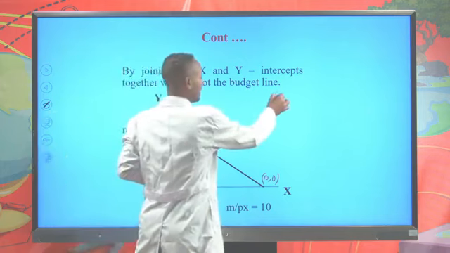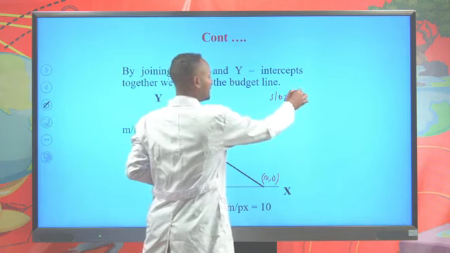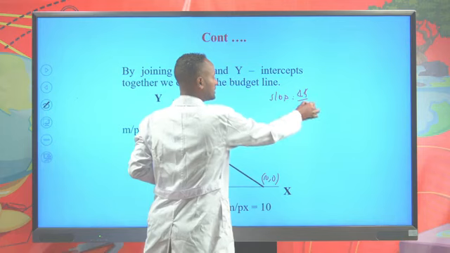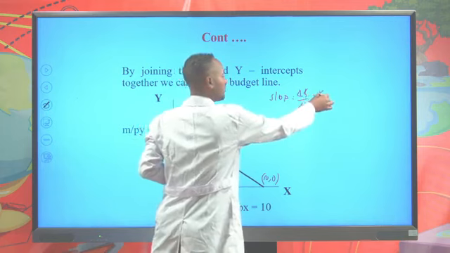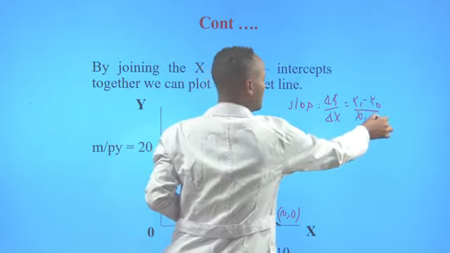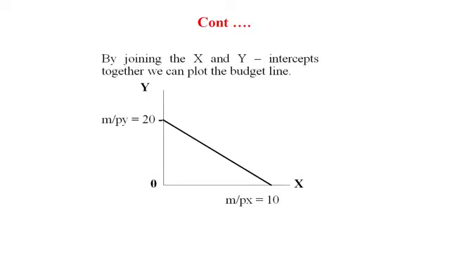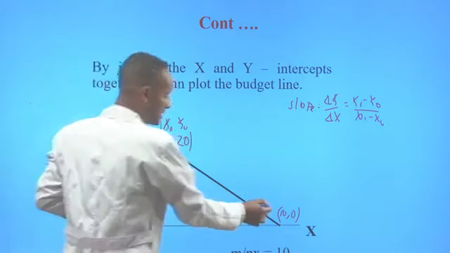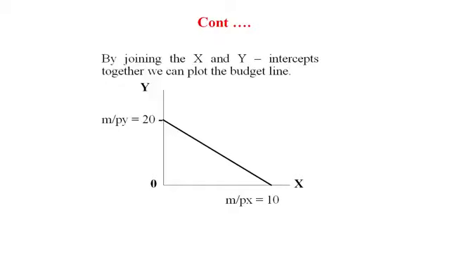And the slope is calculated by dividing the change in y by the change in x. This is change in y, meaning y final minus y initial, divided by x final minus x initial. So this is the slope. Let's take this 0 as x initial and this 20 as y initial. Let's take this 10 as x final and this 0 as y final.